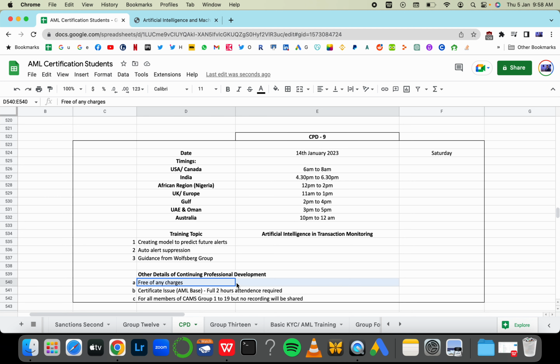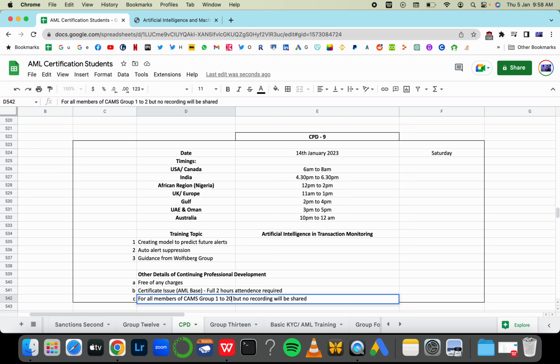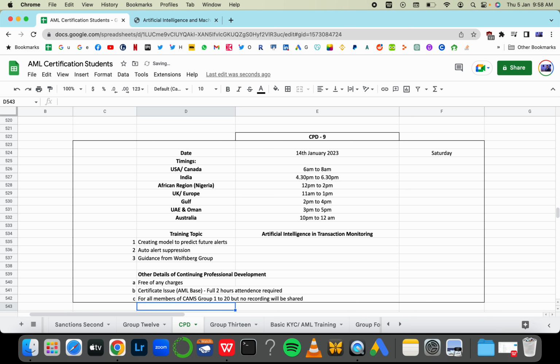Again, it's free of charge for all those who are in group number 1 to group number 20 as well, since there are 10-15 people who have already signed up for group number 20. I will issue the certificate, but you have to attend the whole training session, the whole 2 hours of it.